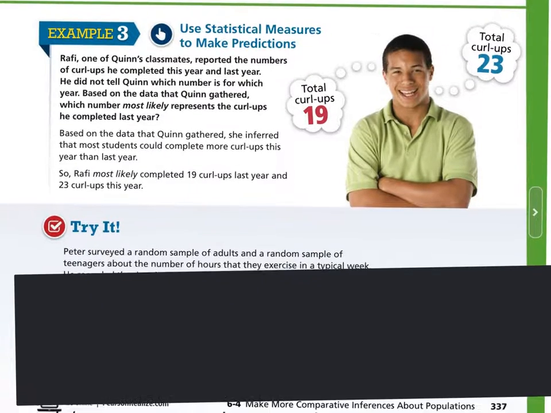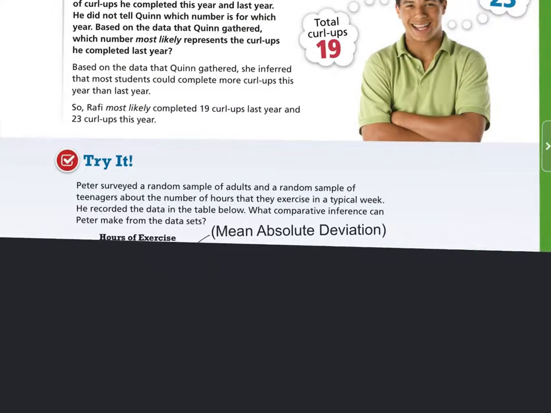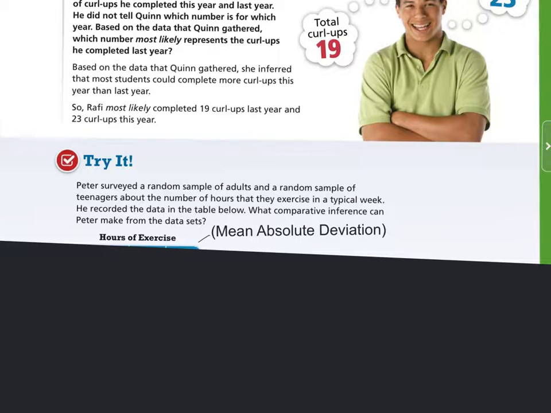If you look at the try it then, Peter surveyed a random number of adults and a random number of teenagers about the number of hours that they exercise in a typical week. He recorded the data in the table below. What comparative inference can Peter make from the data sets?